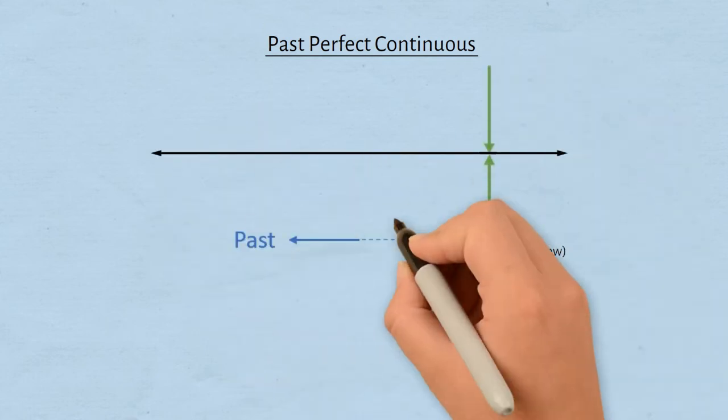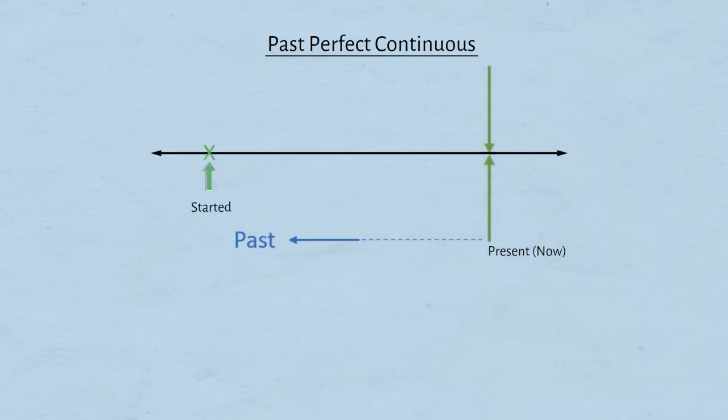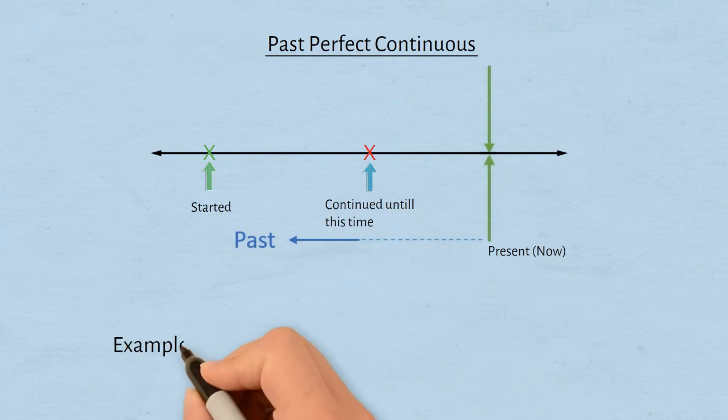Past perfect continuous. The past perfect continuous tense, also known as the past perfect progressive tense, shows that an action that started in the past continued for a certain period of time in the past itself.